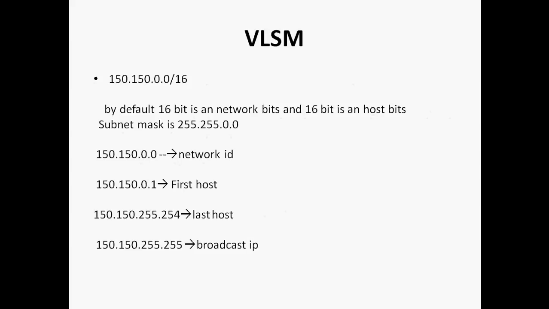150.150.0.0. So 150 comes under class B. If it's class B, 16 bits are network bits and 16 bits are host bits. So the default subnet mask is 255.255.0.0. The network ID is 150.150.0.0, the first host is 150.150.0.1, the last host is 150.150.255.254, and the broadcast IP is 150.150.255.255. Okay, so this is by default the network ID, first host, last host and broadcast IP for a class B network.